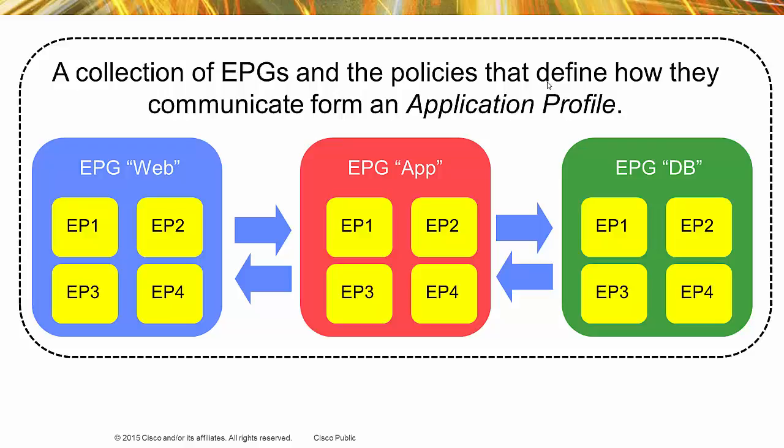Once that is done, now if you see, we created something called an application profile. An application profile is nothing but a collection of EPGs and the policy that defines how they communicate. So if you remember, between the web and app we created a contract and there were filters. Similarly, we went ahead and created the contract and filter between app and DB. So now the web can talk to app and app can talk to DB. So all this collection of endpoint groups makes an application profile.